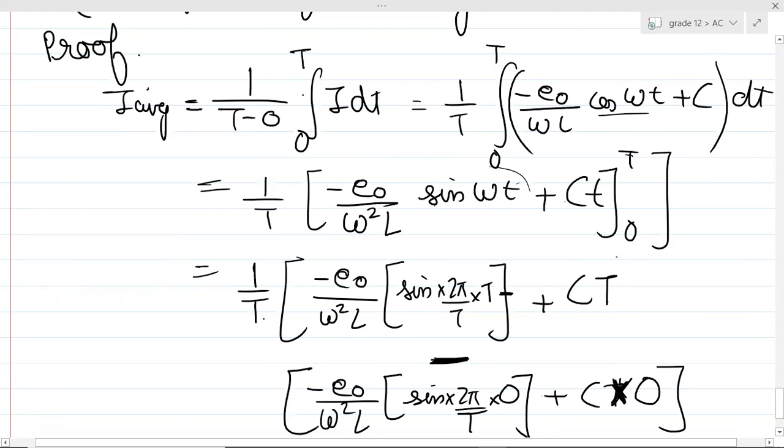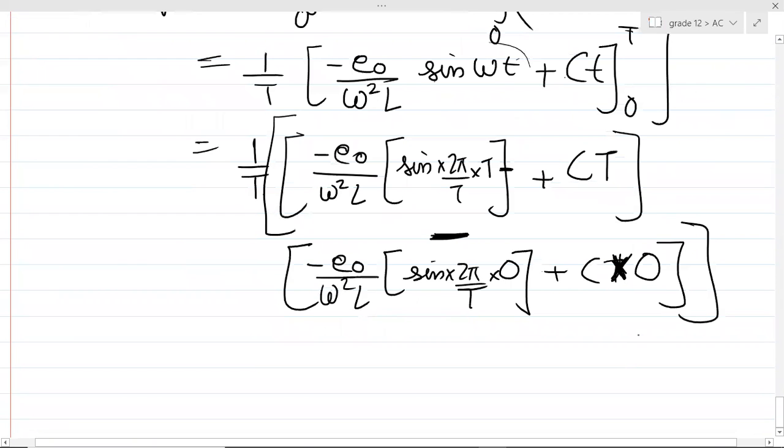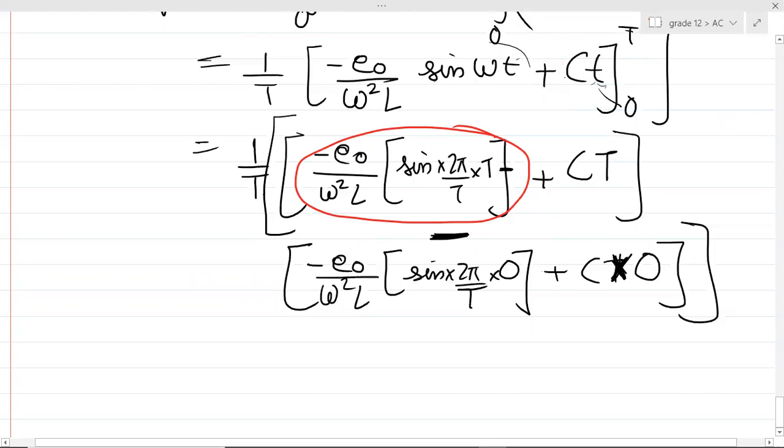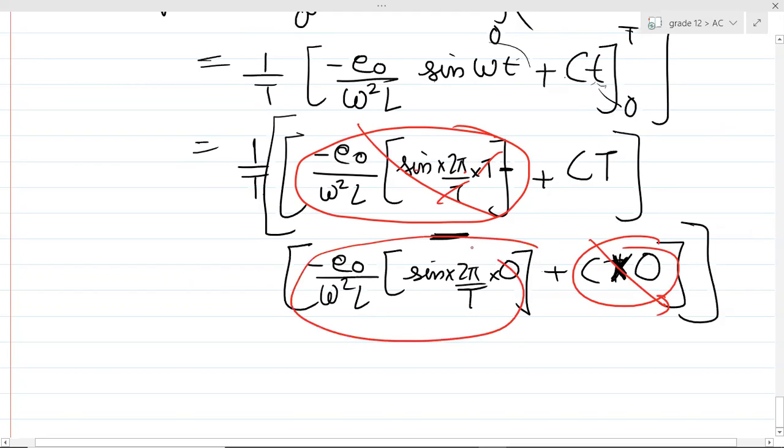Yes or no, guys? Yes, sir. So why is it basically C into 0? Because we are putting the limits. Why C into 0? Because at the place of t, I have put 0. I have put the limits over here, guys. So separately substitute t, then separately substitute 0, and then subtract it. This will be 0 because sine 2 pi, sine 360 degrees is 0. This will be 0 because it is multiplied by 0, and this will also be 0. So what is the only term which will remain?